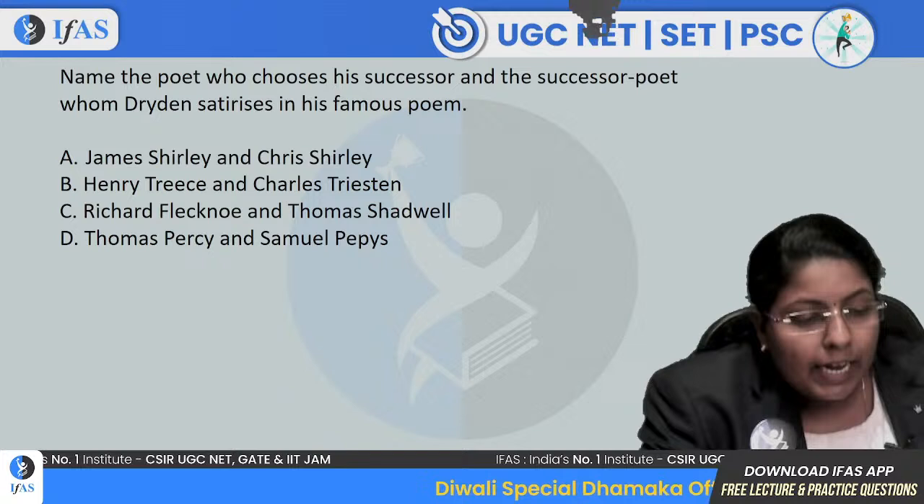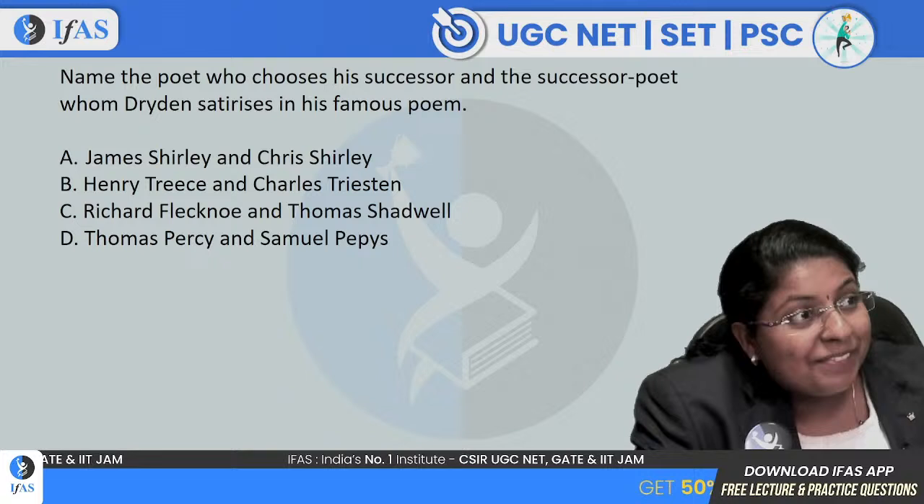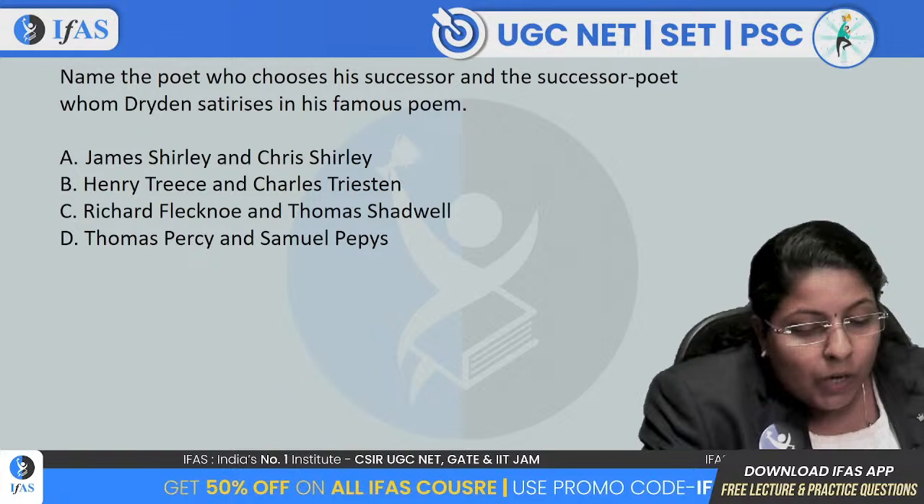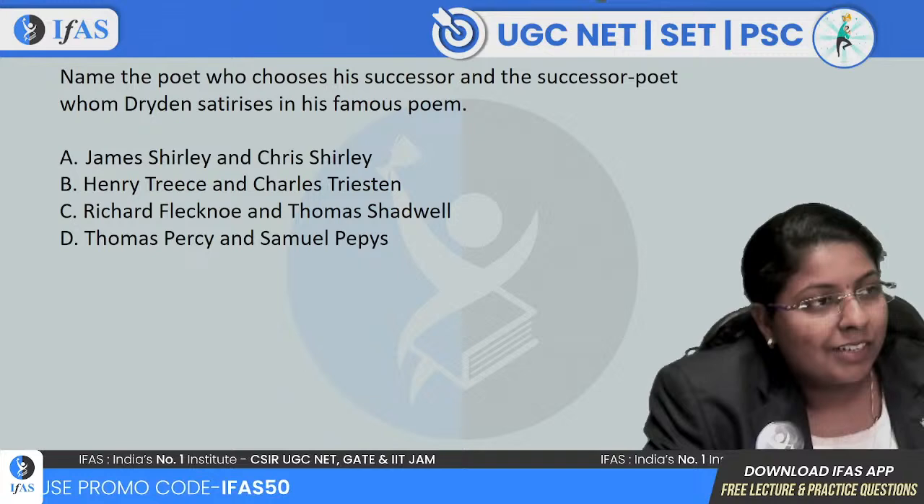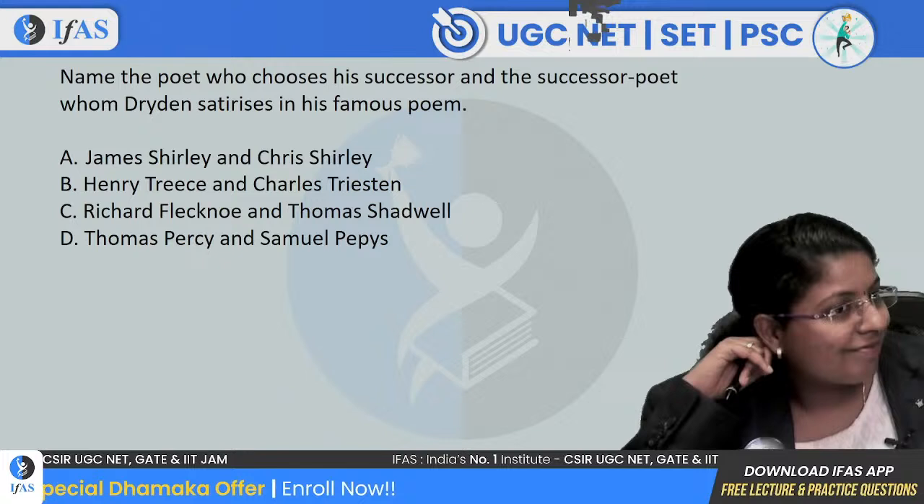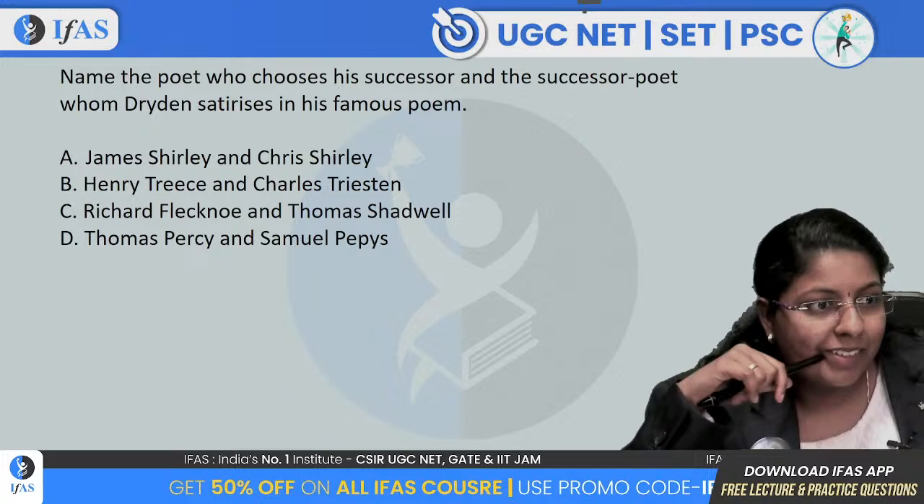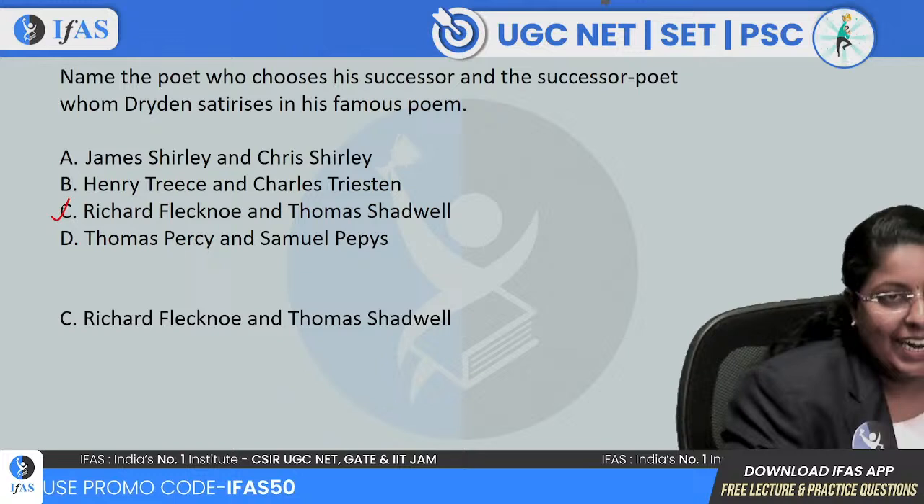Name the poet who chooses his successor and the successor poet whom Dryden satirizes in his famous poem. Very silly question. James Shirley and Christ Shirley, Henry Trace and Charles Tristram, Richard Flecknoe and Thomas Shadwell, Thomas Percy and Samuel Pepys. Tell me the right answer, guys. C, right? Yes, Chandan. Yes, Sunita. Yes, Mariam. Option C is the right answer. Very good. So, moving towards the next question.